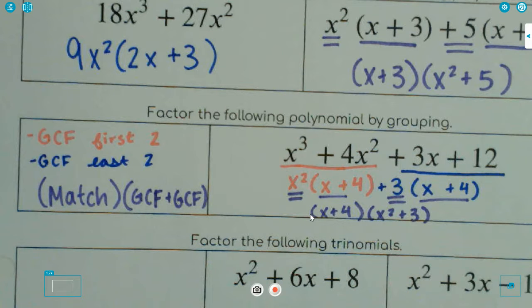Okay. Do you guys remember how to factor by grouping? Do you remember that it's a thing? Okay. Any questions on GCFs or grouping? They're like super closely related.